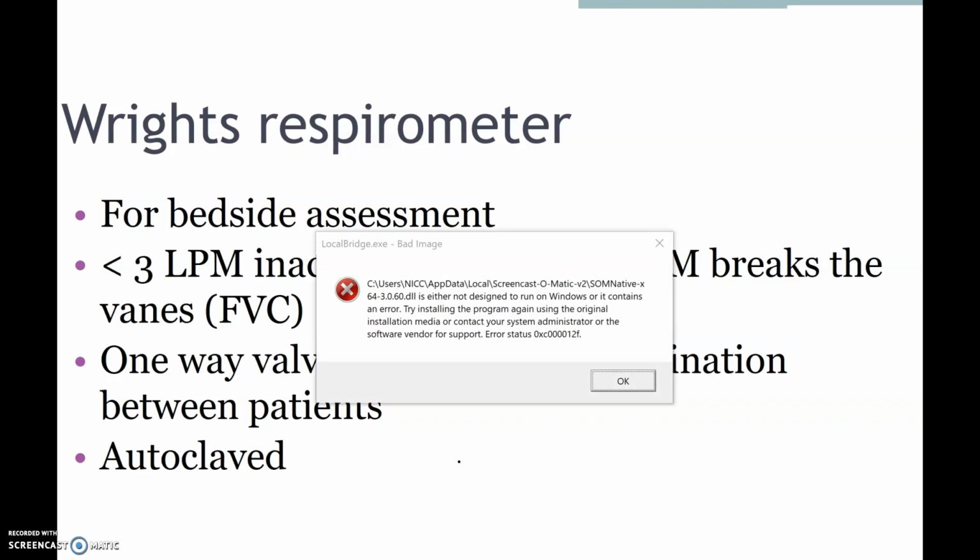Looks like I'm getting another error, so I'll do a couple more minutes and then I'll probably have to stop.